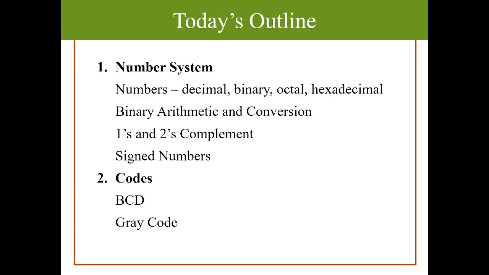So to this outline, number systems. Numbers: decimal, binary, octal, hexadecimal, binary arithmetic and conversion, ones and twos complement, and signed numbers. Second, we see codes. So BCD and Gray codes.